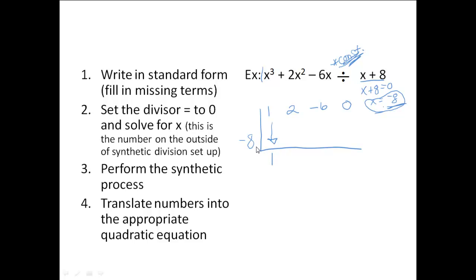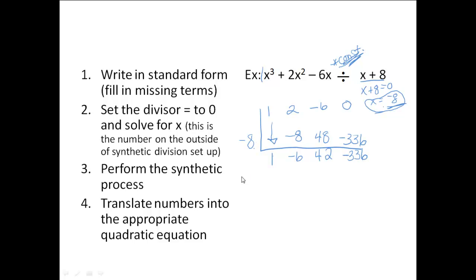So I bring the 1 straight down, take negative 8 times 1 and get negative 8. Add that to 2 and I get negative 6. Take the negative 8 times the negative 6 and I get positive 48. Take that 48 plus negative 6 and I end up getting 42. Take 42 times that negative 8 and I get negative 336. Add that to the 0 and I get negative 336.